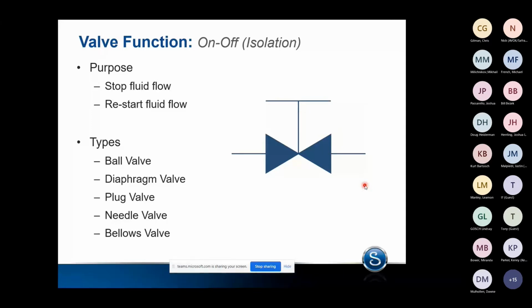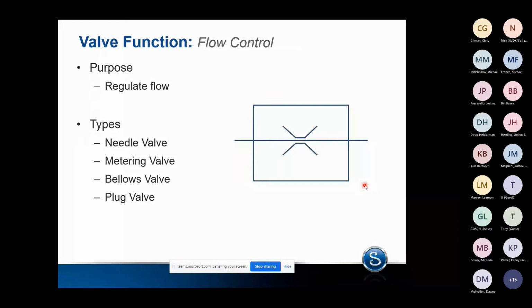When we look at a flow control valve, the purpose of this is going to be to regulate flow, to have some intermediate step between wide open and off. So this is where you're able to adjust what kind of flow you're getting through the valve. Traditionally, this is done through a needle valve or sometimes a metering valve for your fine flow control. It also can be done with bellows valves and, to a smaller extent, plug valves. Those also have a consideration for flow control outside of just on-off.